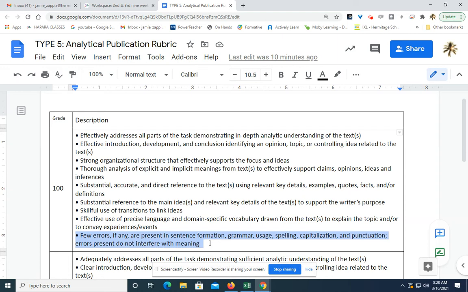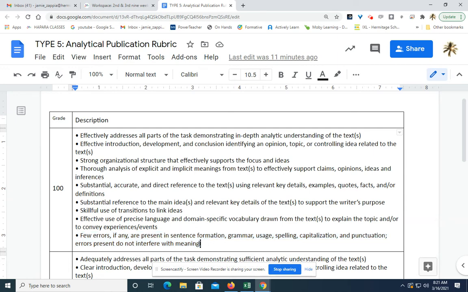And for goodness sakes, make sure we're checking where it says errors present do not interfere with the meaning. I talked about this multiple times. There's a two-letter flip-flop difference between the word quiet and quite, and it's the TE or the ET ending. That's not checked by spell check. And if you mean quiet but you say quite, that changes the meaning of your sentence. So watch that. You need to watch all spelling within this.